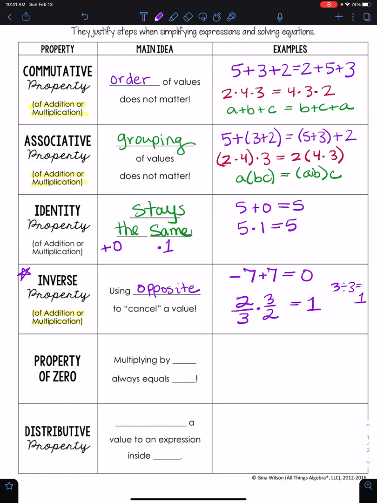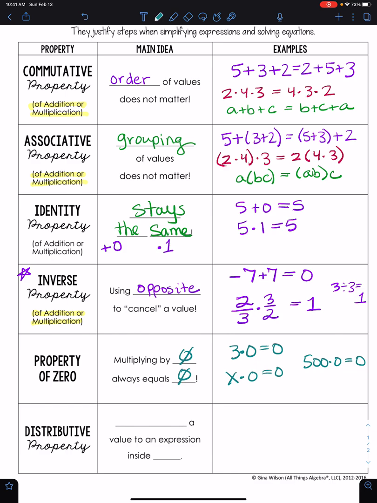All right, the multiplication property of 0 means, you guys know this one, I bet you could even guess it, that multiplying by 0 always equals 0. So 3 times 0 is 0, x times 0 is 0, any number times 0 is 0.